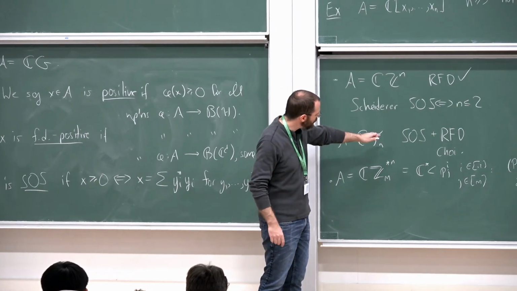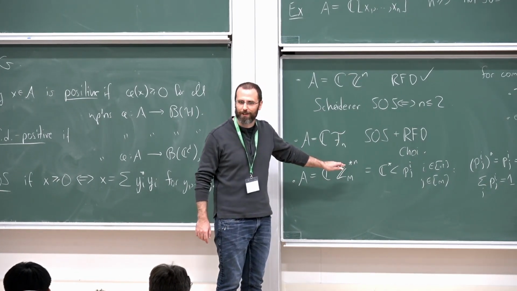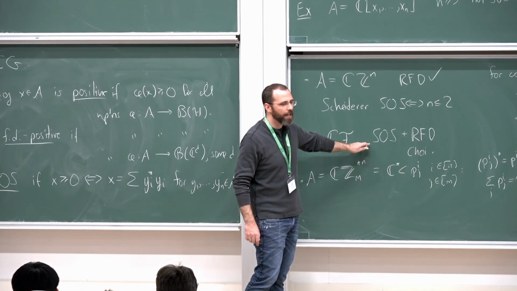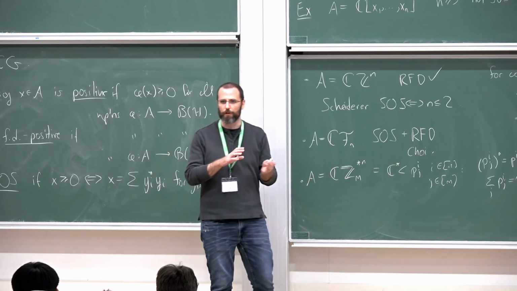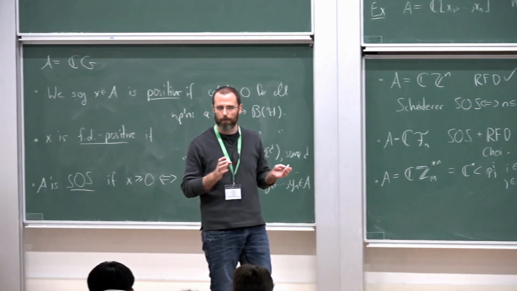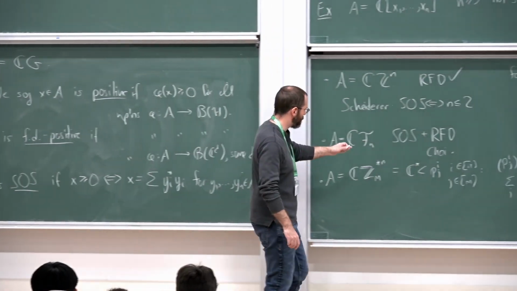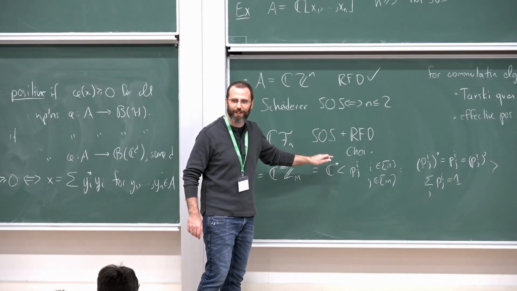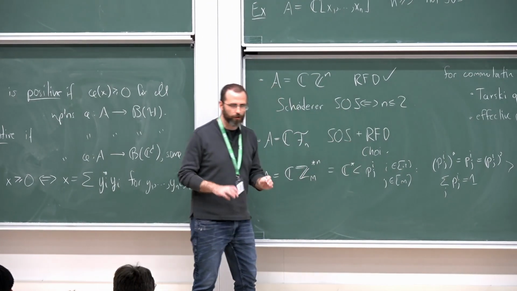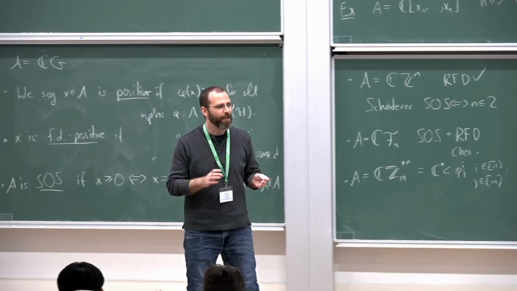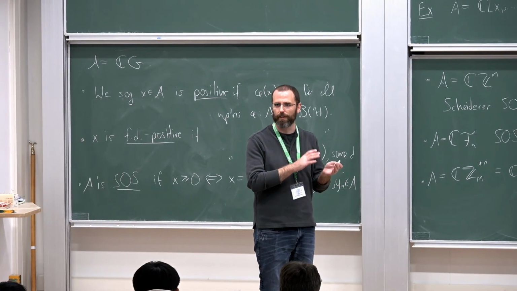In fact, it should also be mentioned for these results, they also tend to be effective, so they give degree bounds, let's say, on the degree of the polynomials that appear in the sum of squares decomposition. So we can actually just use the sum of squares property itself to decide positivity. And actually, the RFD results also tend to be effective. If something's not positive, we see it in a Hilbert space of a given dimension.